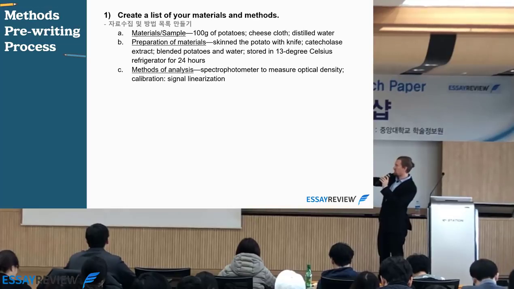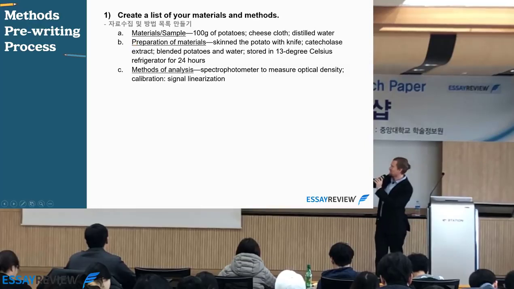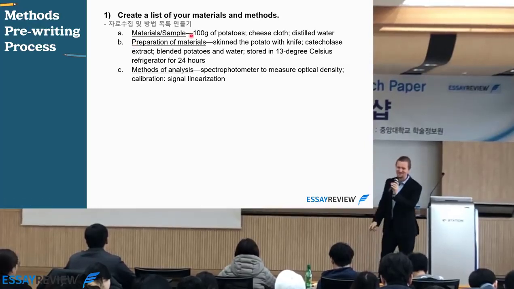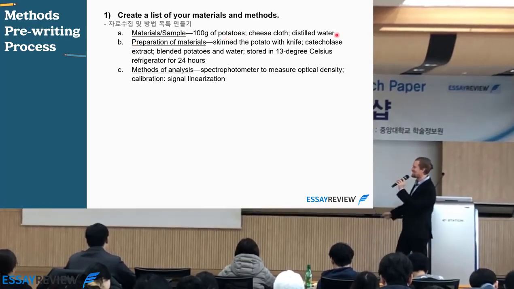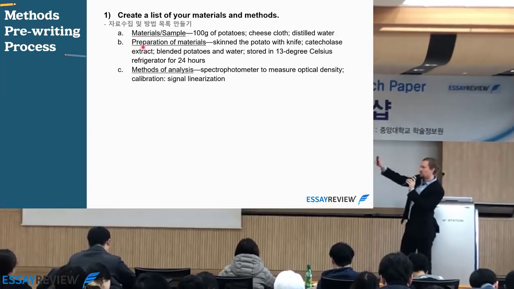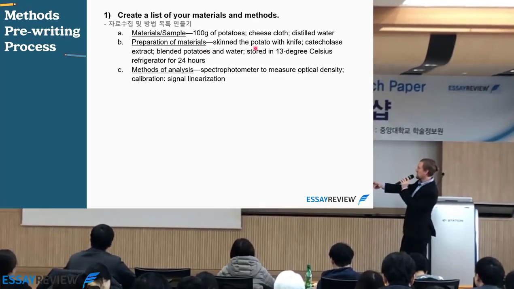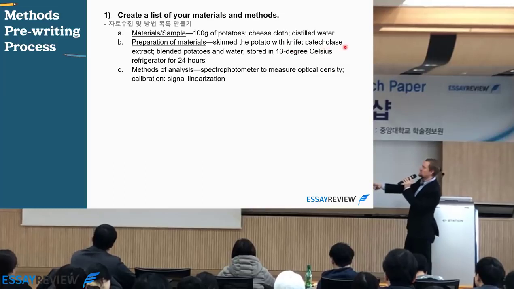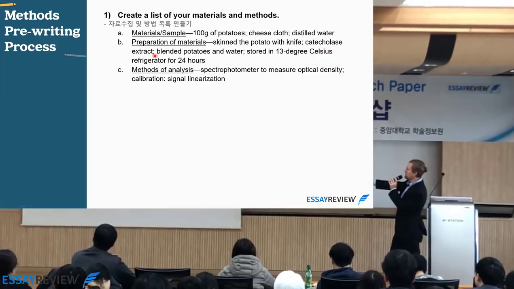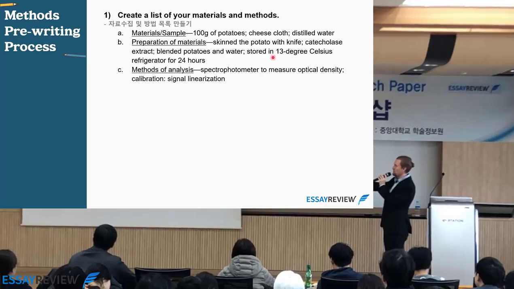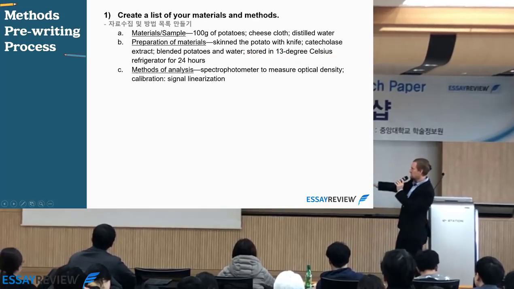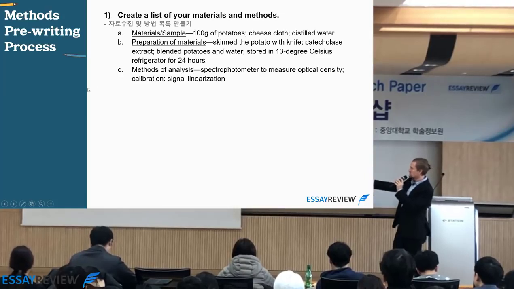So in 3 groups, you have materials and sample. Let's just say you used 100 grams of potatoes, a cheesecloth, and distilled water. It's a very simple experiment. Your next group is your preparation. In a little phrase, what did you do? You skinned the potato with a knife. You got catecholates extract. You blended the potatoes and water. You stored it in a 13 degrees Celsius refrigerator for 24 hours. So list all of the things you did, and also list your methods of analysis in phrases.